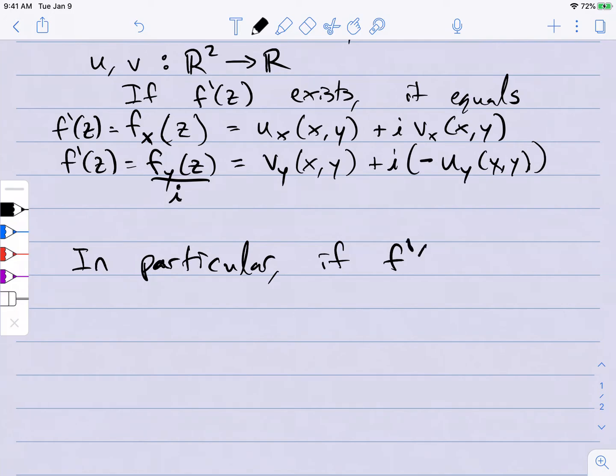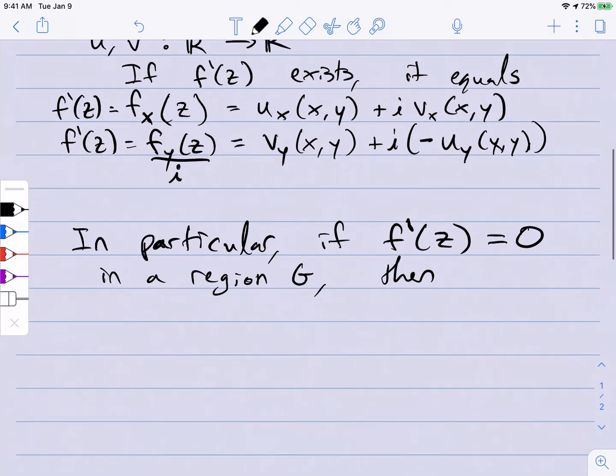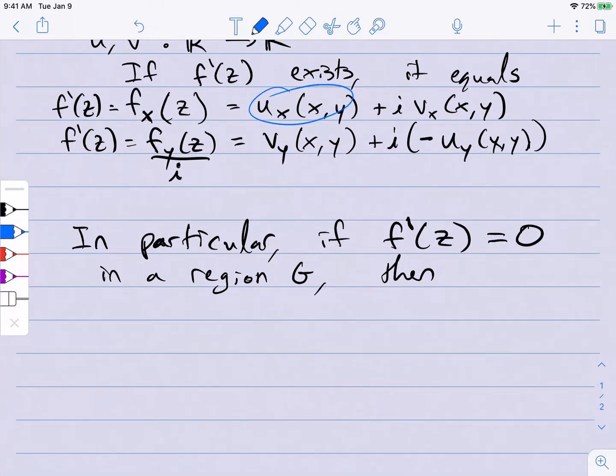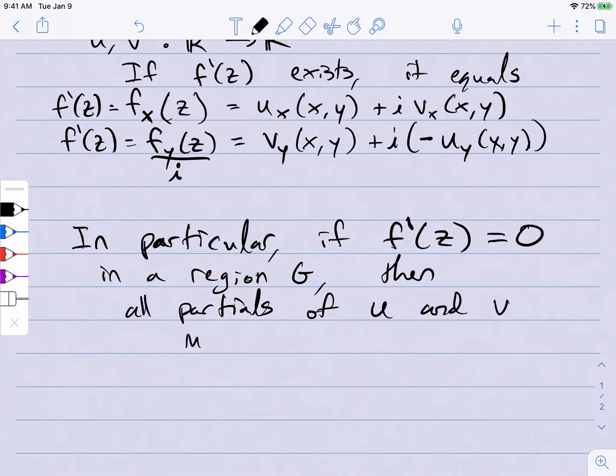If the derivative of f, the complex derivative of f, is 0 in some region of the domain, then that just means all the partials, like this has to be 0, this has to be 0, this has to be 0, this has to be 0. So all the partials of u and v must be 0.